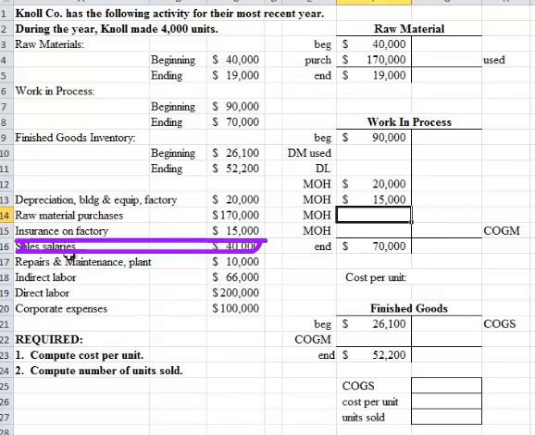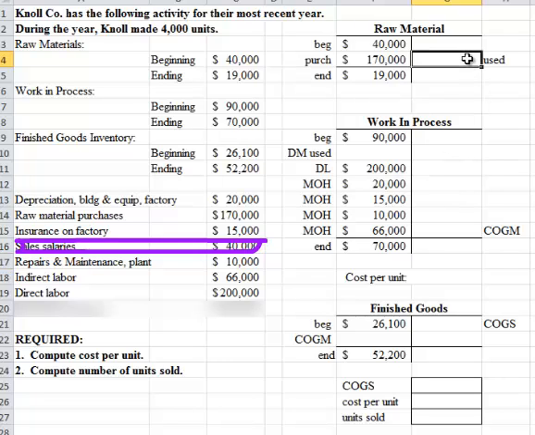Repairs and maintenance on the plant, we do need that on the factory. That's overhead. Indirect labor, that's overhead as well. Direct labor 200,000. And corporate expenses are non-product, and so I put that in the wrong place. Corporate expenses are operating expenses and not a product cost.